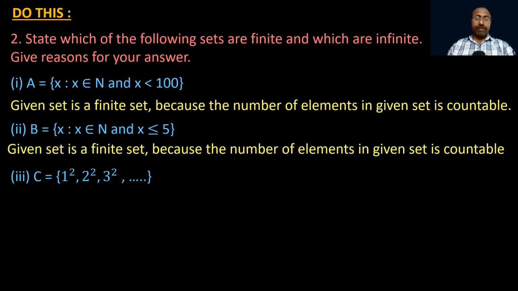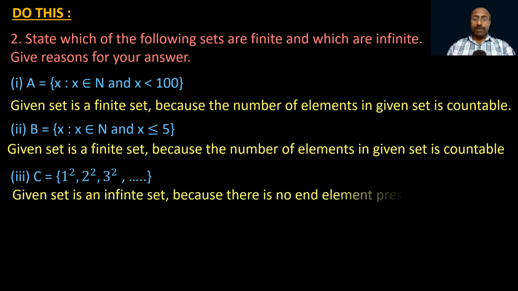C is equal to 1 squared, 2 squared, 3 squared and so on. That is, there is no end element. Therefore, the given set is an infinite set, because there is no end element present in the set.